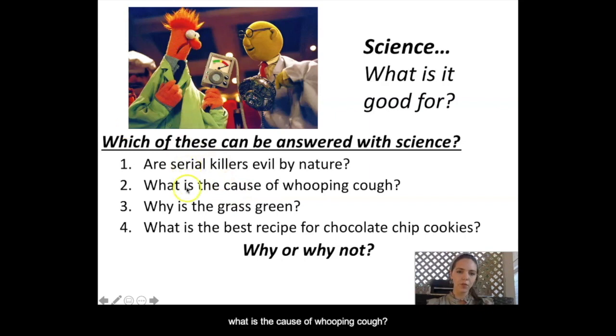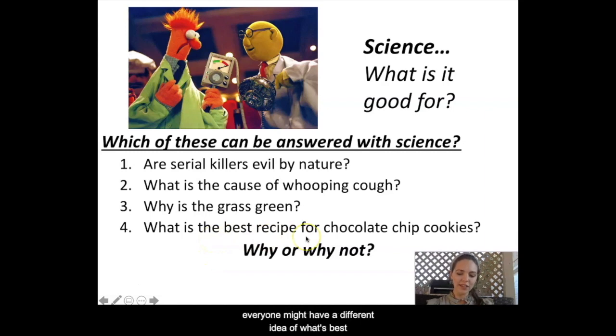Okay, how about number 2? What is the cause of whooping cough? Yeah, for sure. That's something that you can answer with science. It's a question about the natural world that can be investigated using the scientific method. What about number 3? Why is the grass green? Yeah, for sure. That can be answered with science as well. What about number 4? What is the best recipe for chocolate chip cookies? This one's a little bit tricky.